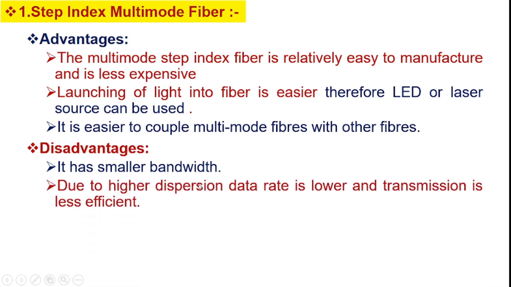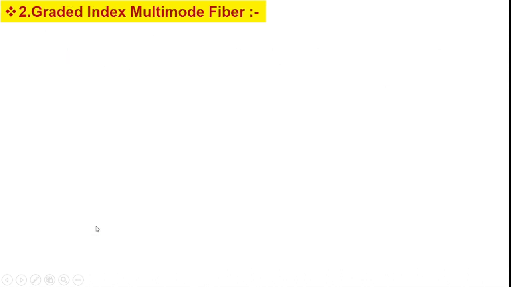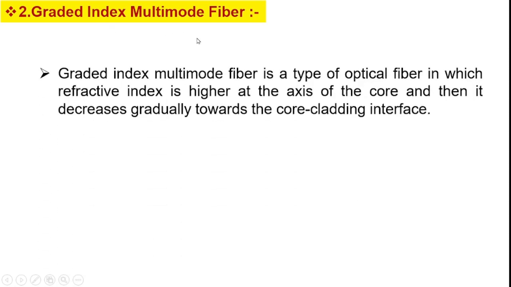Due to higher dispersion, data rate is lower and transmission is less efficient. It is less suitable for long distance communications. Let us see some example applications: this type of optical fiber is used in data links. Now let us see about graded index multimode fiber.